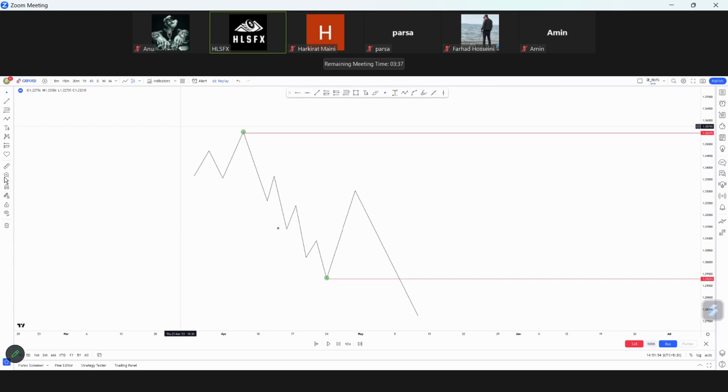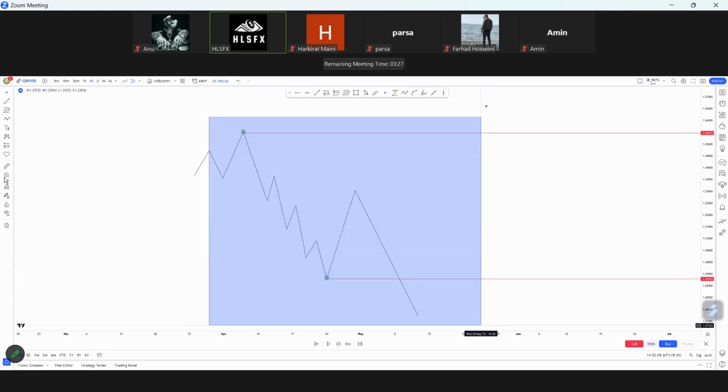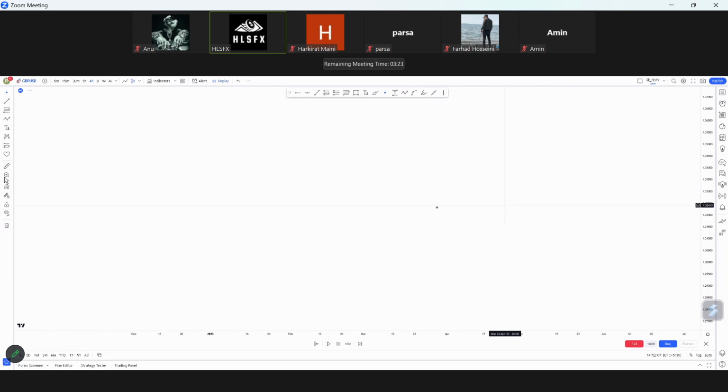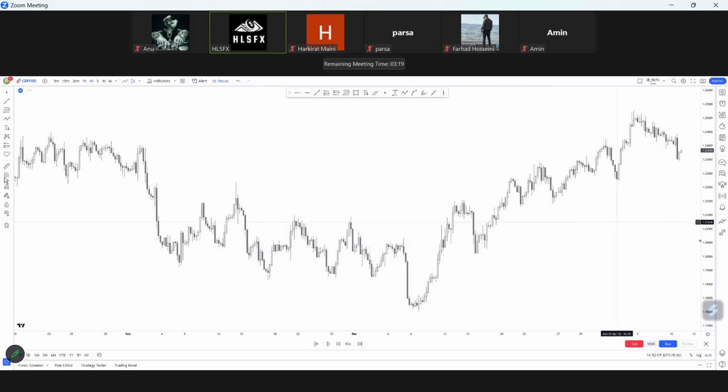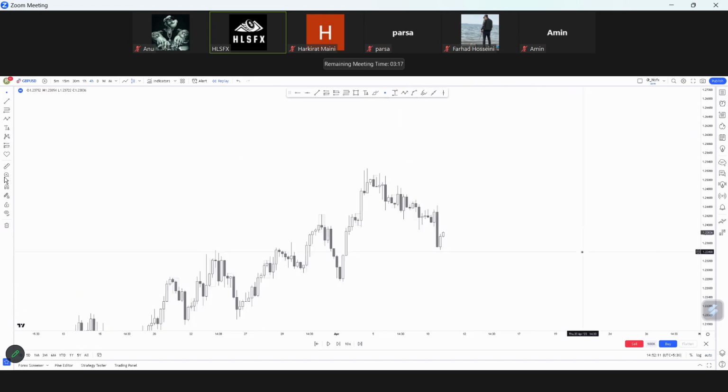So this is the liquidity concept: internal range and external range. Everything inside the range is internal, everything outside the range is external. That's the concept. This is the basic of the ping pong algorithm, and this is the real smart money concept.